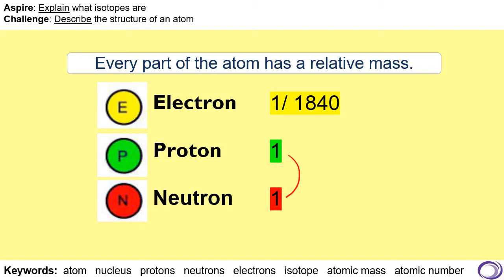Now, compared to the protons and the neutrons, the mass of electrons is 1 divided by 1,840. This is an incredibly small number. So what we can say as well is that the mass of an electron is almost 0. You can't say that it is 0 because that would mean electrons have no mass at all, which isn't correct. But their mass is almost 0. So that's what you can say. So protons and neutrons have a relative mass of 1, so they have the same mass as each other, whereas electrons have a mass of almost 0.